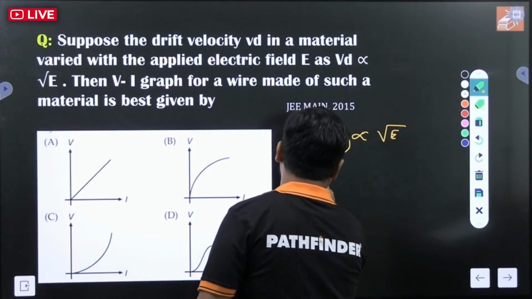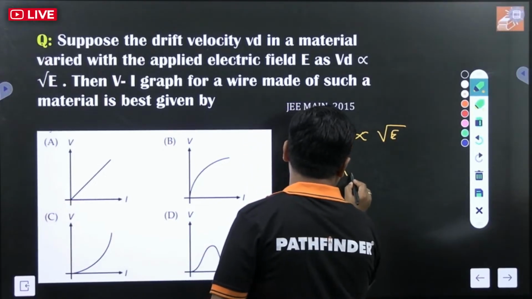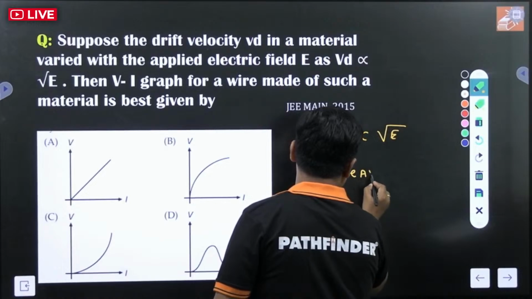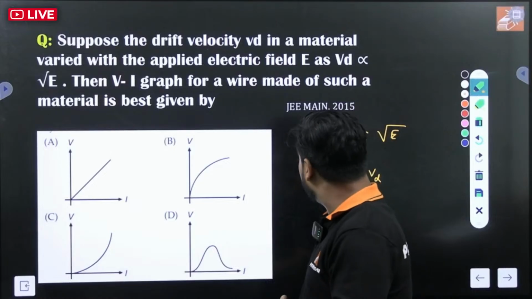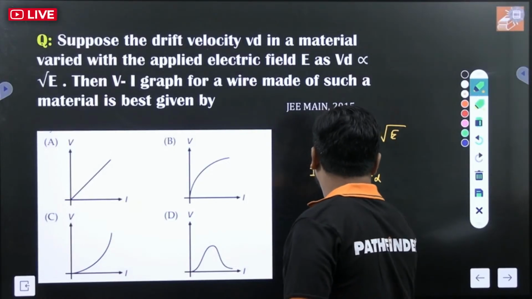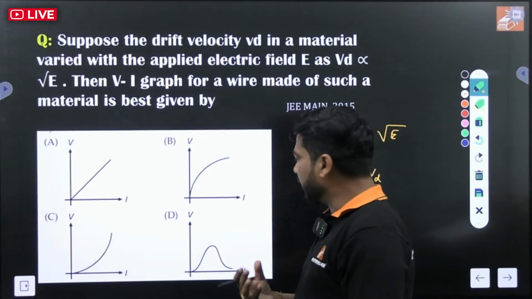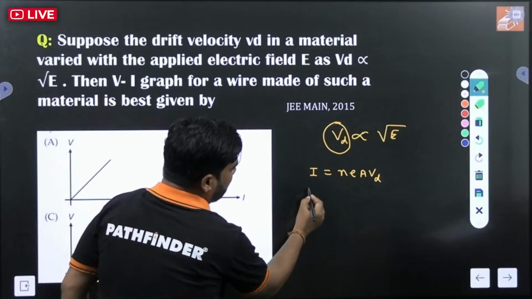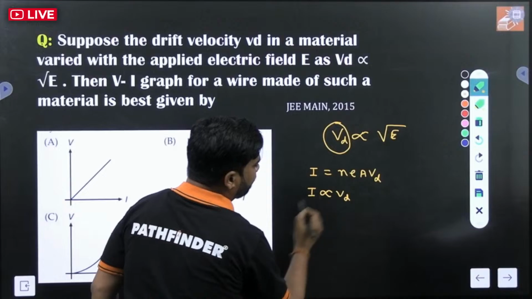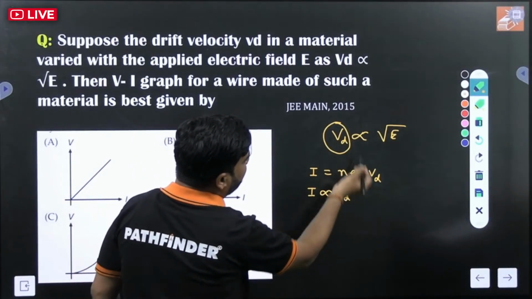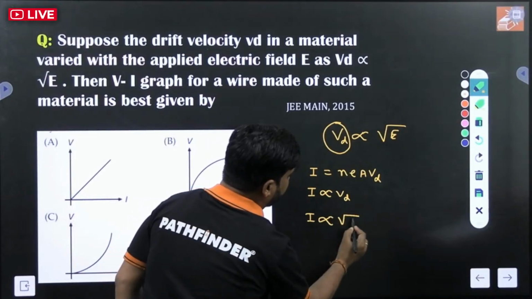We know that I, current across a conductor, is given by NEA Vd. Clear? Current across a conductor will be given by NEA Vd, where N is the number of electrons, E is the charge on an electron, A is the cross sectional area, and Vd is your drift velocity. Can we say from this relation I is proportional to Vd? Okay, we got this relation, so we can replace it by this one. I is proportional to root over E.